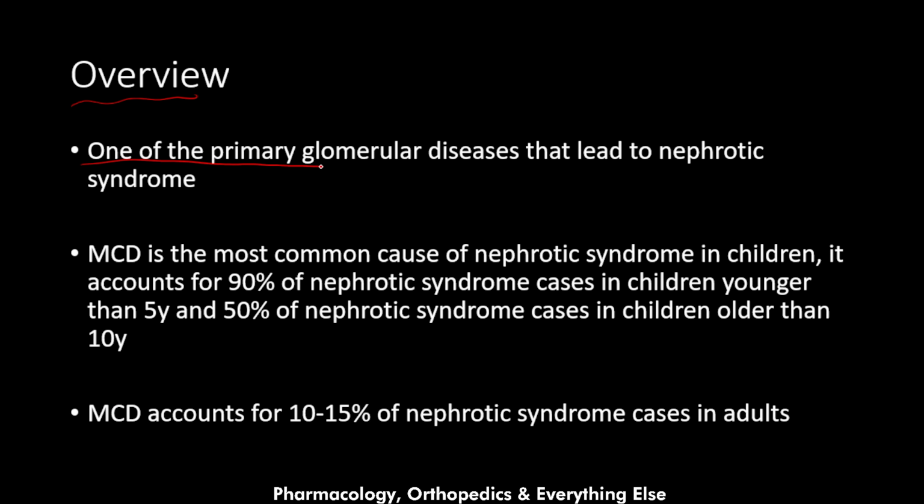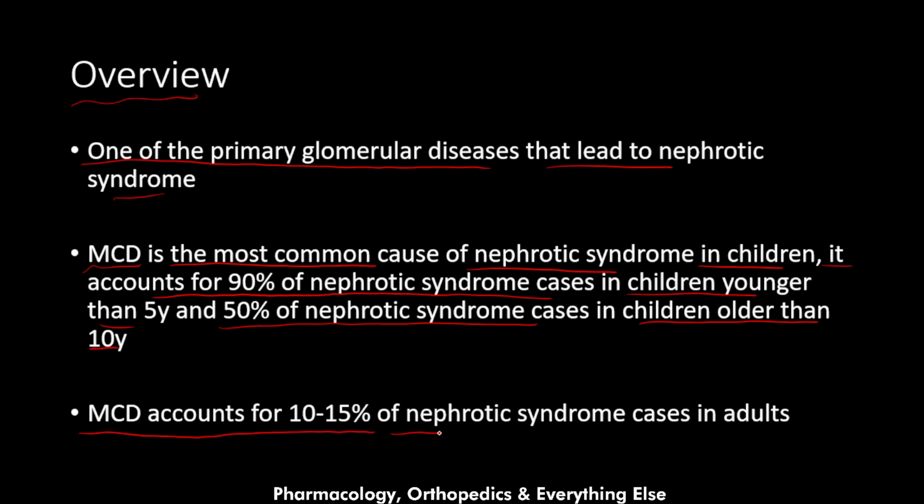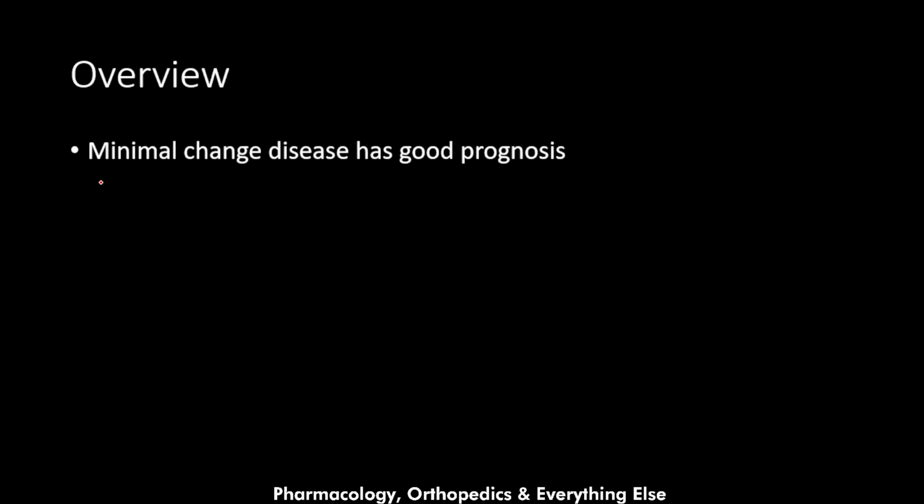It is one of the primary glomerular diseases that lead to nephrotic syndrome. As we mentioned, the MCD is the most common cause of nephrotic syndrome in children. It accounts for 90% of nephrotic syndrome cases in children younger than 5 years and 50% of cases in children older than 10 years, and between these numbers for children aged from 5 to 10. The minimal change disease accounts for 10 to 15% of nephrotic syndrome cases in adults. Also, the MCD has a good prognosis compared to other causes of nephrotic syndrome.